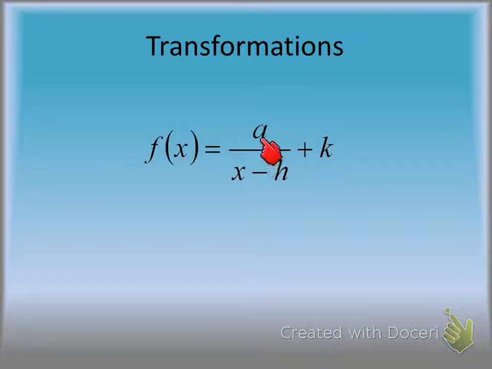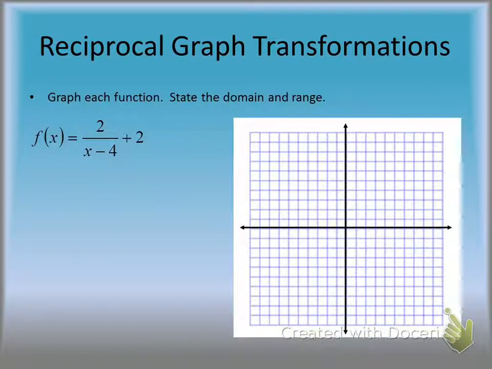So if you look at the differences between those and your parent function, which is 1 over x, it's the same kind of deal. It's shifting everything. It shifts the asymptotes too, in case you didn't make that connection with the past two that we've done. So remember to check your transformations because that's where it's going to be shifted whenever you start graphing, which is what we're going to do next. So graph each function, state the domain and the range. So we're going to start by graphing f of x equals 2 over x minus 4 plus 2.